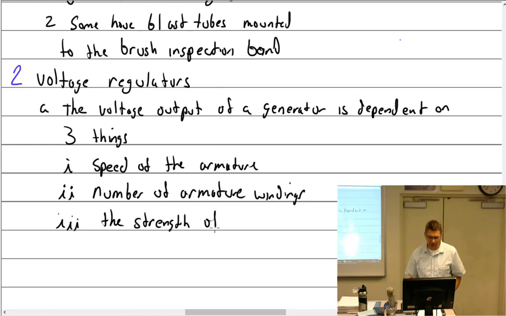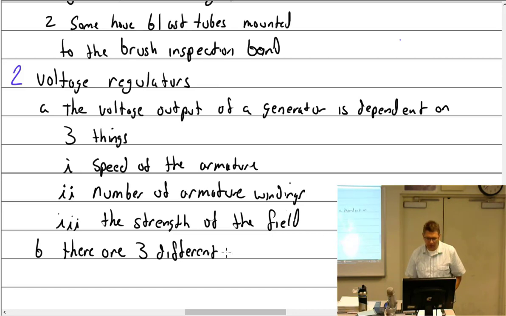Very good. Strength of the field. There are three different elements to control.